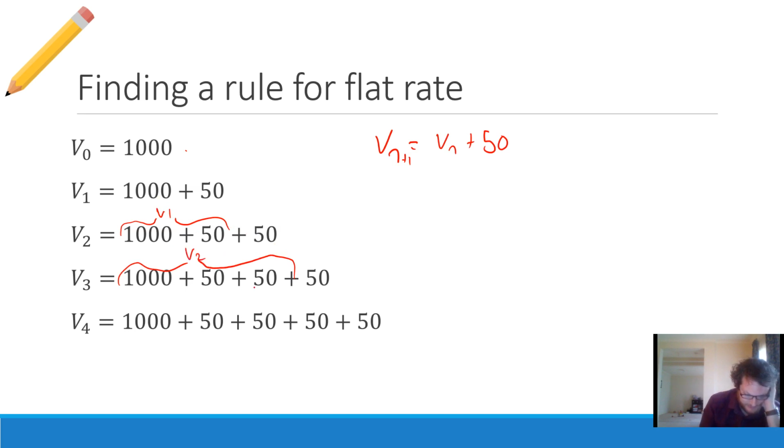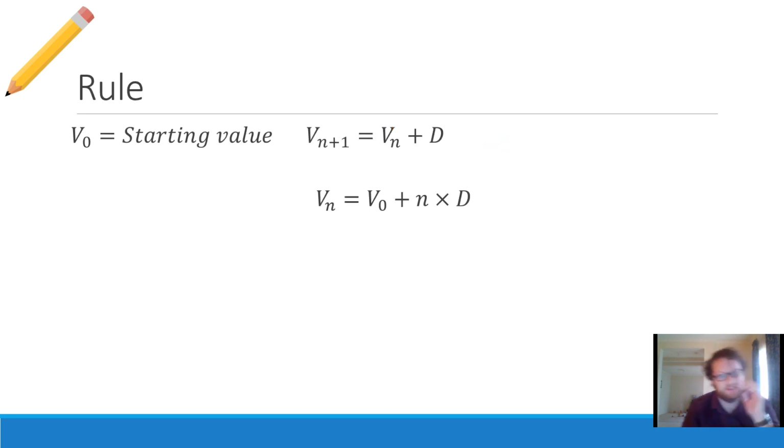We can sort of see we're just adding 50 each time, which brings us to this formula here. We're going to use this formula a fair bit. The formula or rule is the next number is always the current number plus d, where d is going to be linear. Remember, d can be positive or negative.